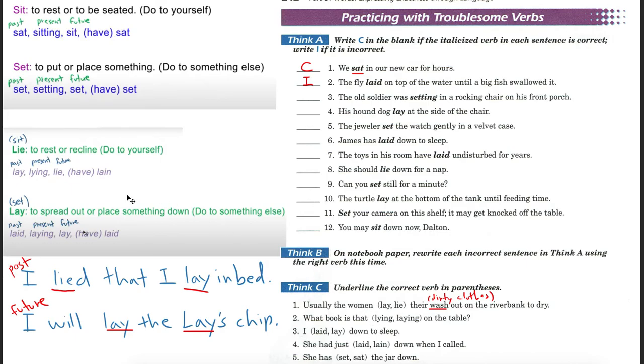Well, we know, out on the riverbank. If they use lie, we know that they're talking about doing it to themselves. And lay means to spread something else down. So since they're talking about laying something else down, you would use lay, right? It doesn't make sense for them to use lie, because they're not lying themselves down. They're laying something else down.